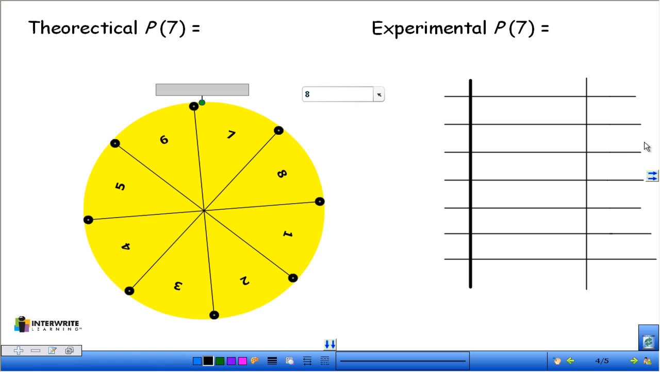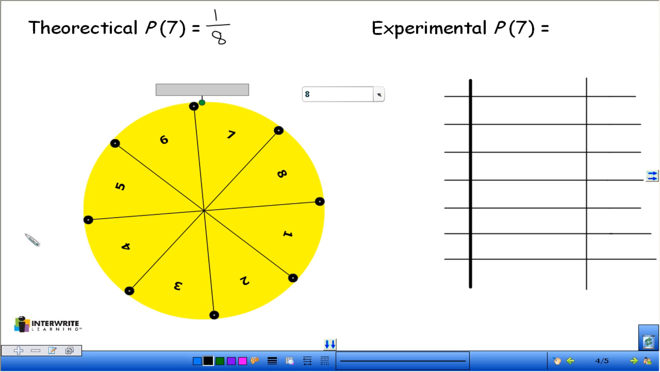And we're going to go through and talk about what the theoretical probability is up here. You don't have to write this down. We're just going to do this together, and compare it to the experimental probability. Okay? So the theoretical probability of spinning a 7. There's 1 seven. So we have 1 out of how many? 8. So theoretically, 1 out of 8 times, I should spin a 7.